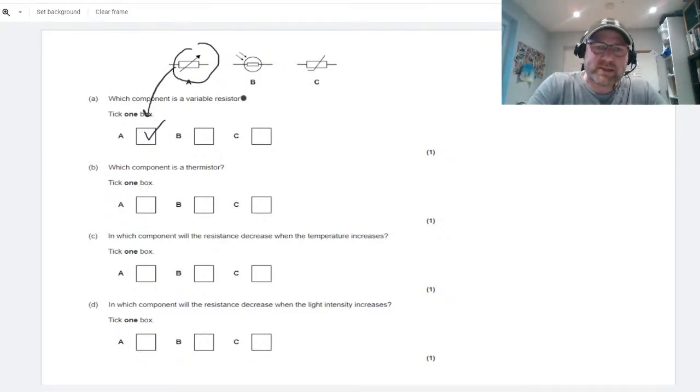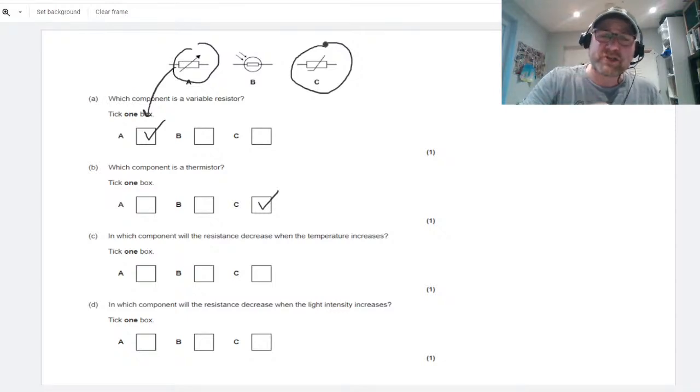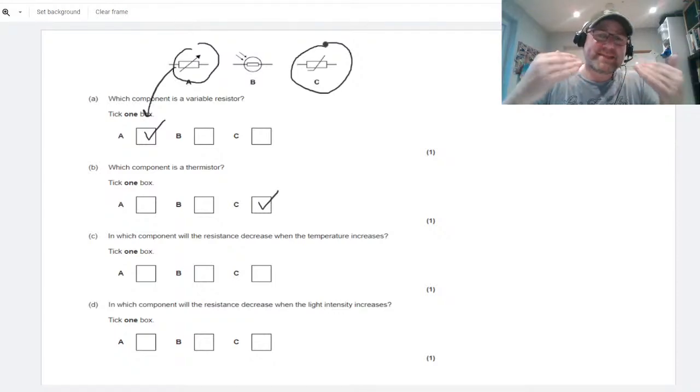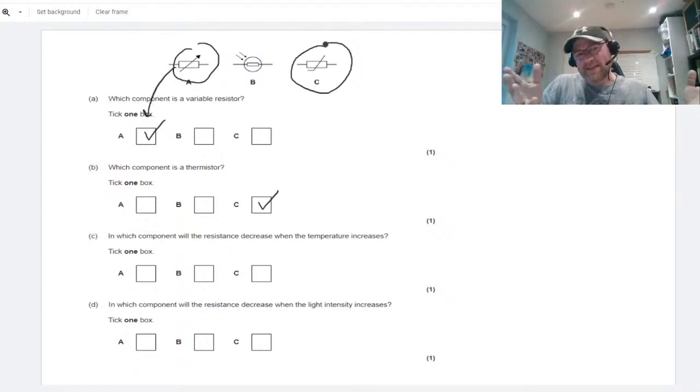Which component is a thermistor? Anyone know what a thermistor is? I don't know what AC, but yeah, AC is right. C for the second one. Nice. That's the thermistor. What are thermistors for? You've got them in your fridge, anything where you want to control temperature. Notice the similarities of the rectangle. That rectangle means it's something to do with resistance, as well as it says istor. And which component? Yeah, it's the thermistor.